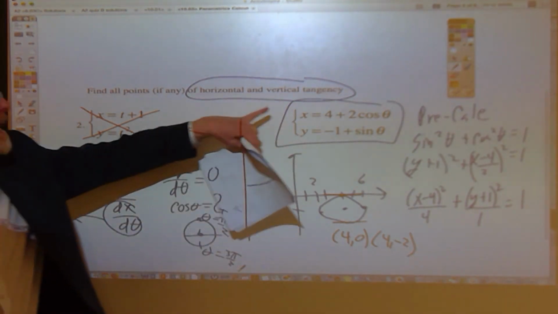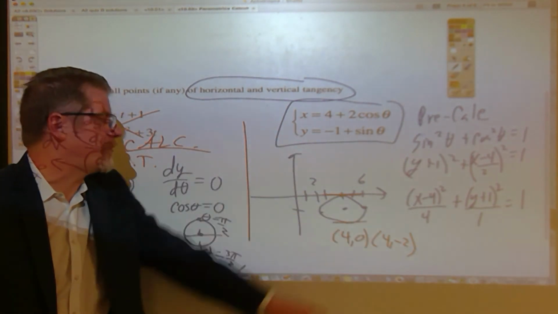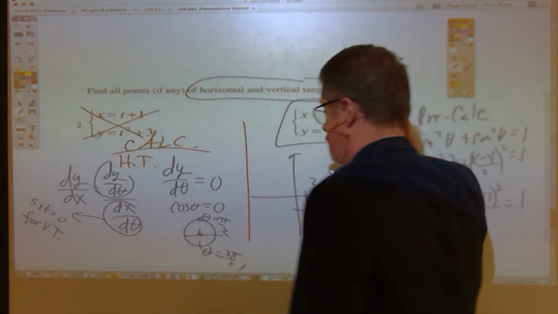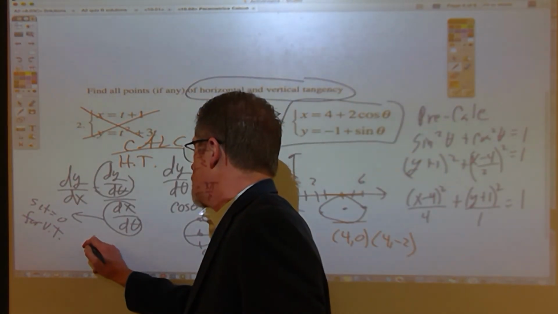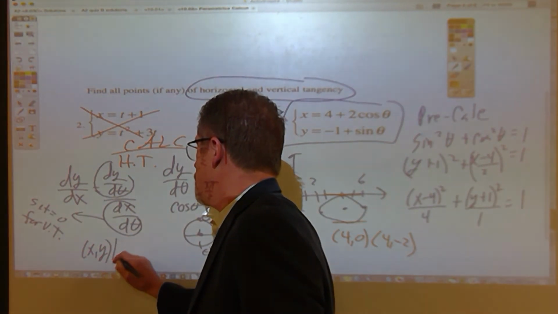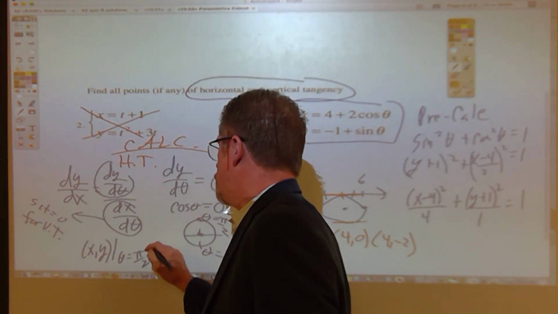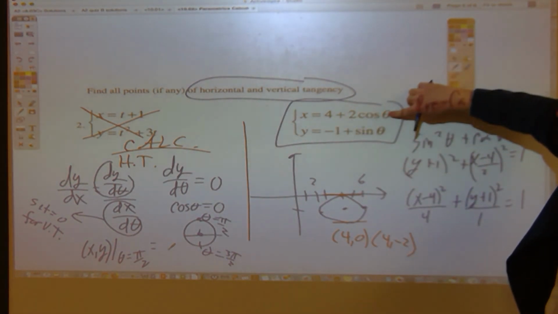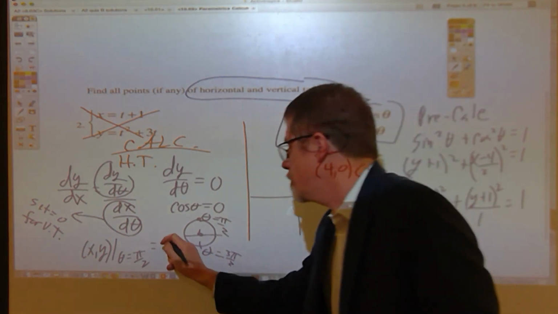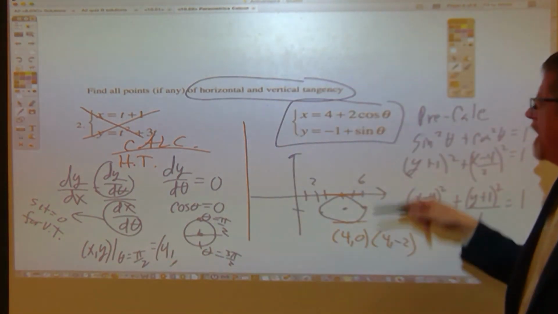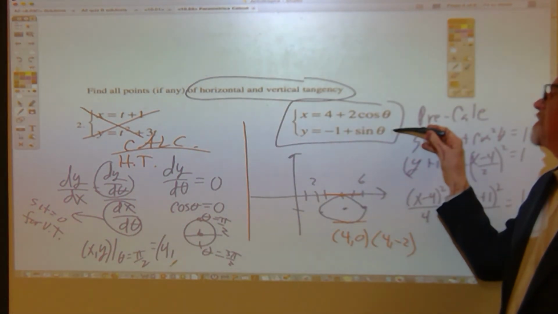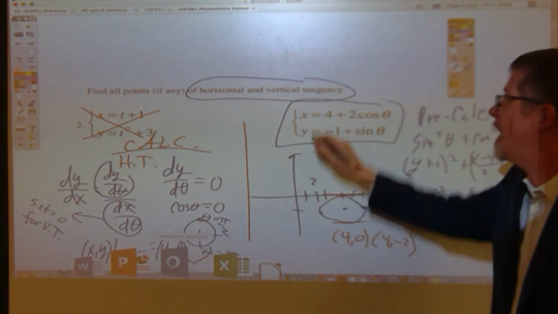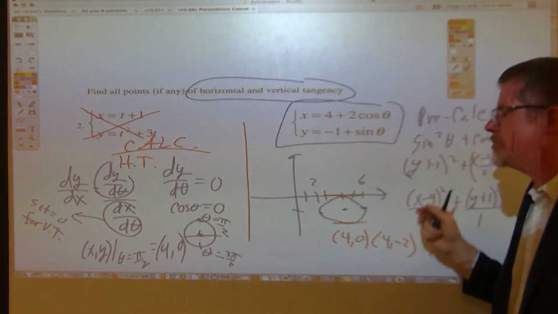So, to find the x and y coordinates of the points of horizontal tangency, first I put pi/2 in for theta. Let's take x, y, evaluated at theta equals pi/2, according to the parametric equations. When theta is pi/2, cosine pi/2 is 0. So we get 4, and now put pi/2 in for theta here, sine of pi/2 is 1, -1 plus 1 is 0. So we still get the point (4, 0) like we did in the pre-calculus approach.